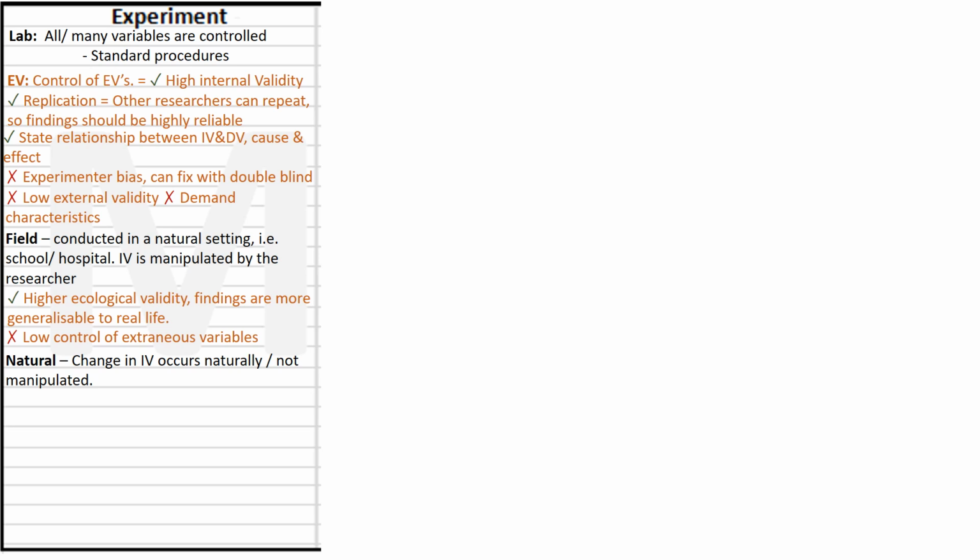The next one we'll talk about is a natural experiment. Now, natural experiments, they've kind of already happened. So the change in independent variable, this has already happened naturally. It's not being manipulated by the researcher.